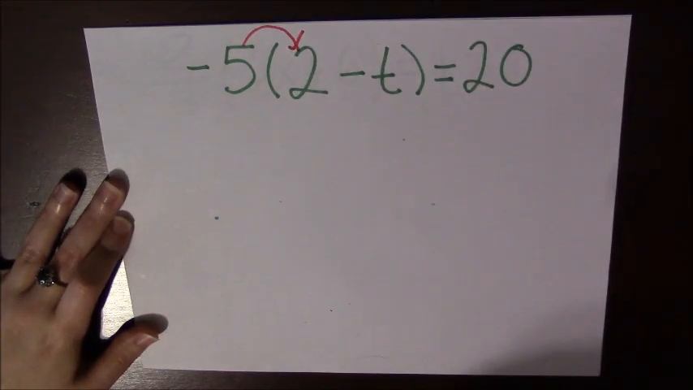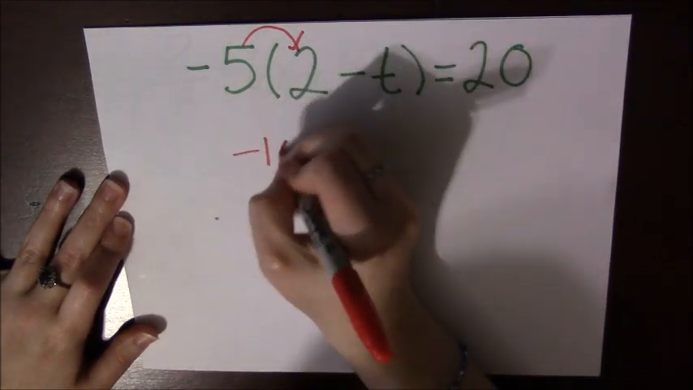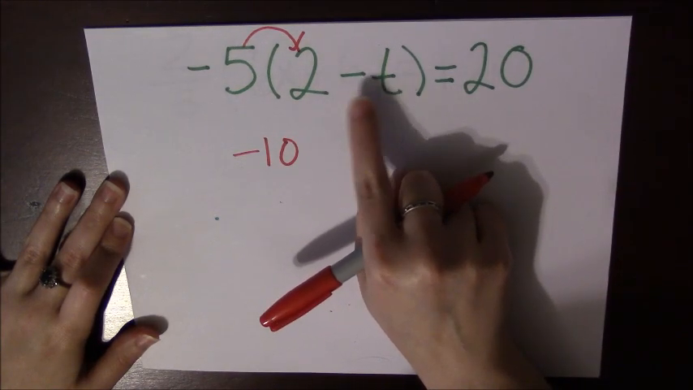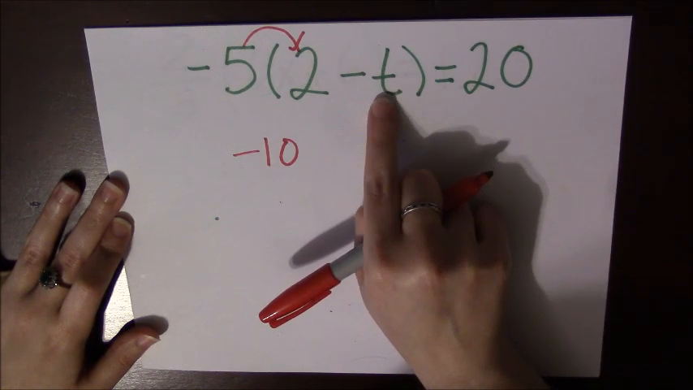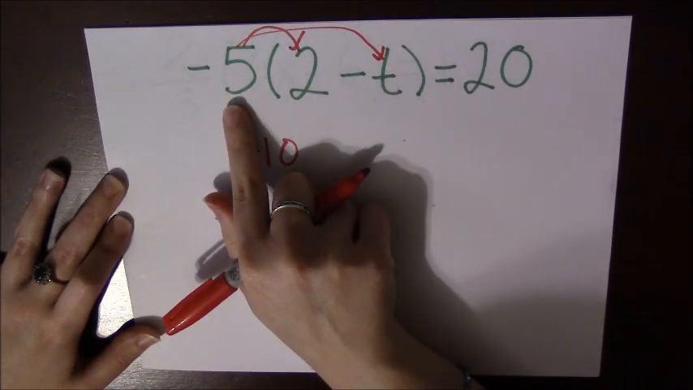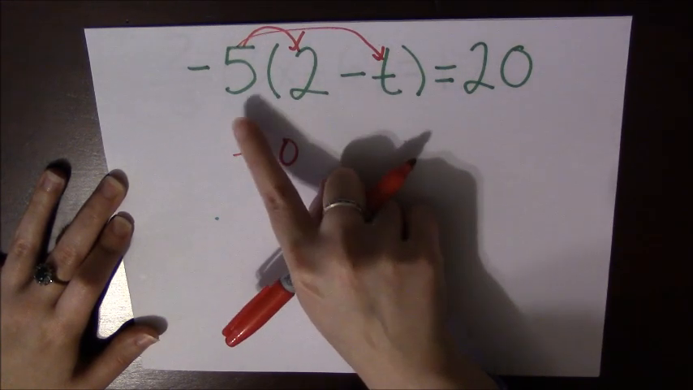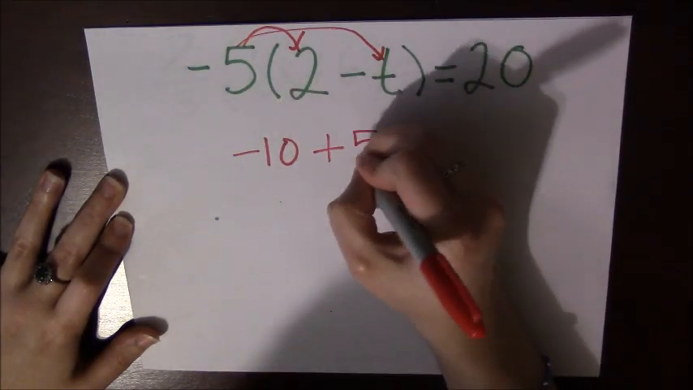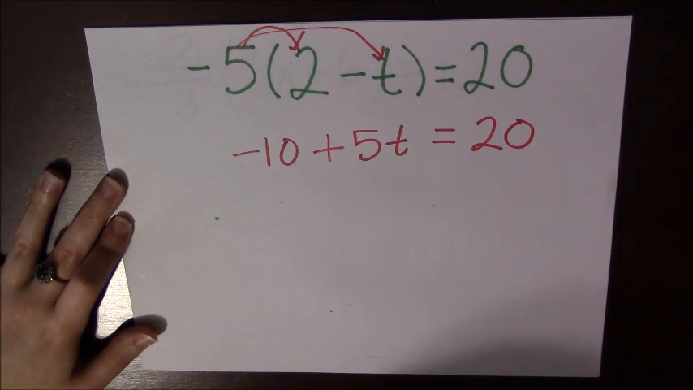I do the first one, I give the -5 to 2, so -5 times 2 is -10. Now, remember before I said the symbol that comes before the variable or before the number belongs to that number or variable. Here there's a negative in front of it, so this negative is going to belong to t. So when I multiply, I'm actually multiplying -5 times -t. So -5 times -t, a negative times a negative is going to give me a positive, so that becomes 5t equals 20.